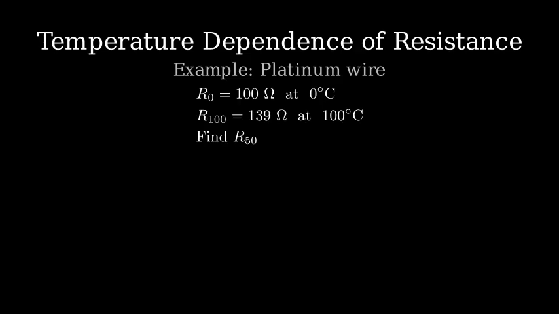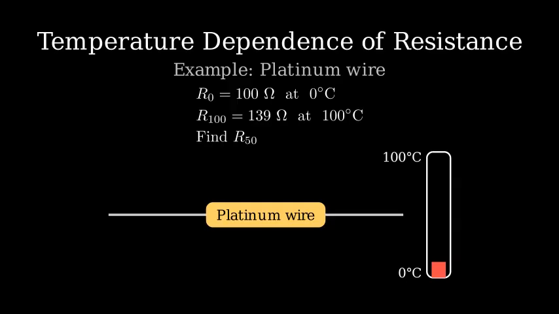Before we calculate, let's build intuition with a simple picture of the wire and a thermometer. Platinum's resistance increases almost linearly with temperature over this range. So at 0 degrees, the resistance is lower, and at 100 degrees, it is higher. We will use that linear behavior to predict the value at 50 degrees.